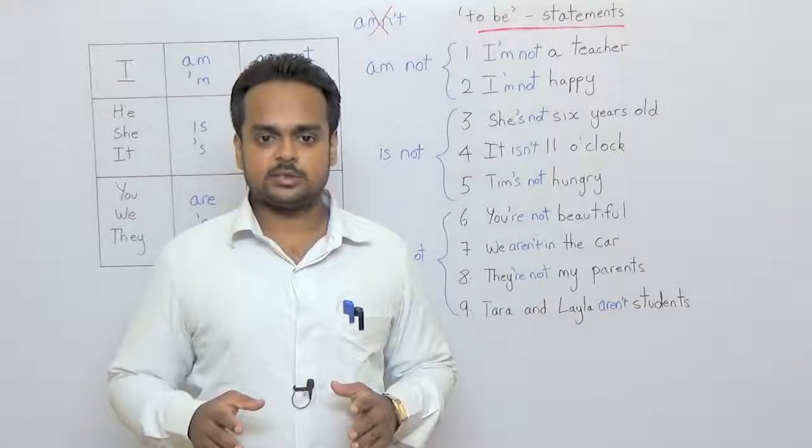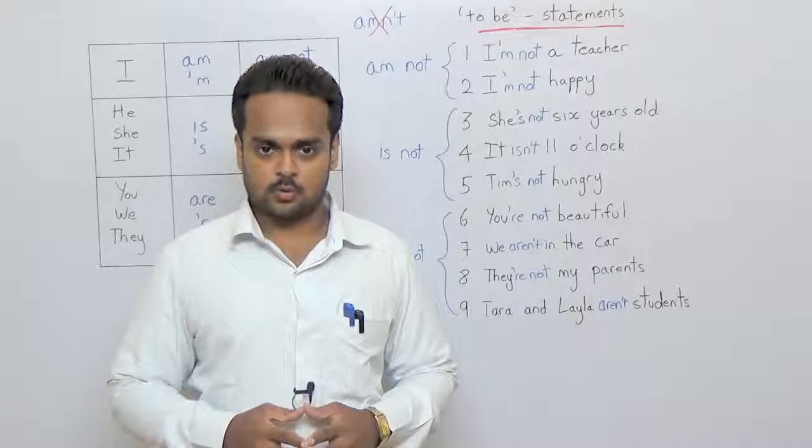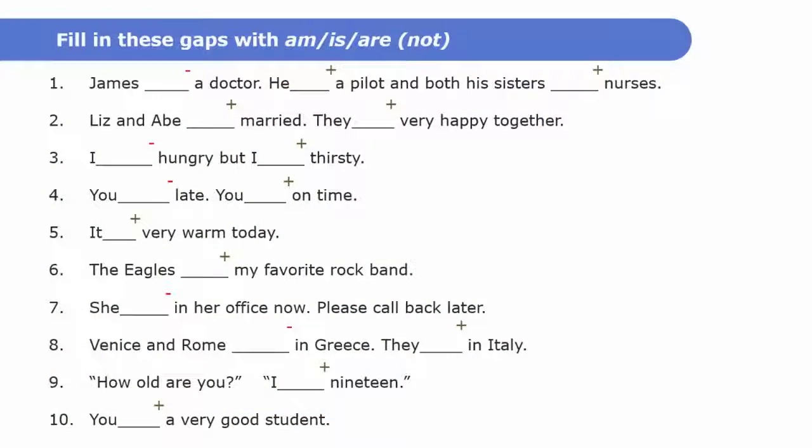Now we're going to do a test to see if you can use am, is, and are correctly. Okay, on the screen I have 10 sentences and I'd like you to fill in the gaps with the correct form of be. If you see a plus sign, fill in the gap with am, is, or are. And if you see a minus sign, fill in the gap with am not, is not, or are not. Take a moment and pause the video now if you need, and think about your answers to these questions. Once you have answers, pause the video and check. Alright, let's now discuss the answers.